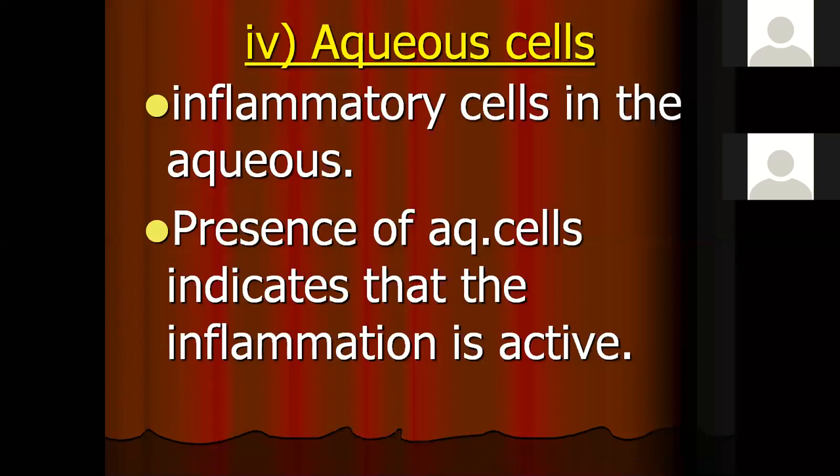Fourth clinical feature of anterior uveitis, aqueous cells. Aqueous cells means inflammatory cells in the aqueous. And how will you examine aqueous cells? Through slit lamp. When these cells are present, it means that inflammation is active. So the patient needs treatment. As long as aqueous cells are positive, treatment is continued.